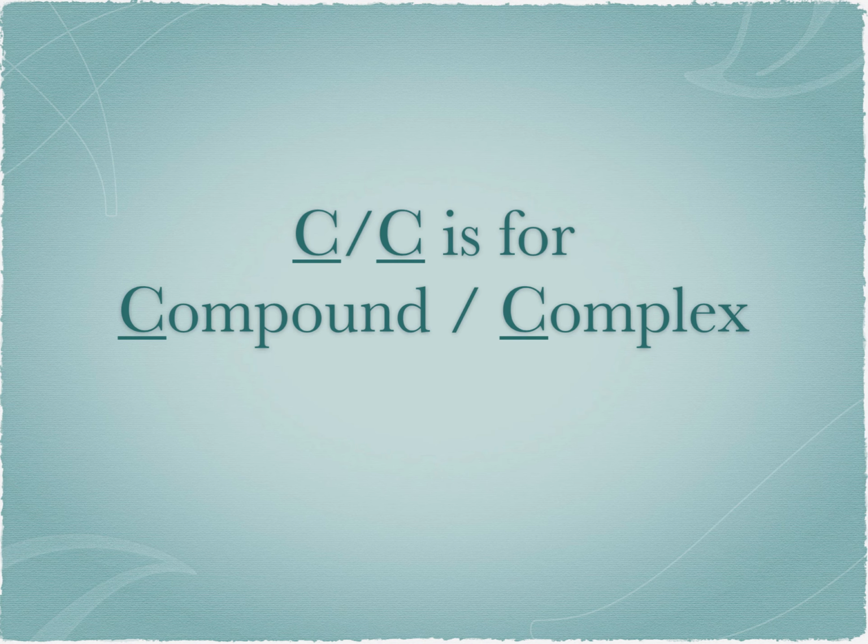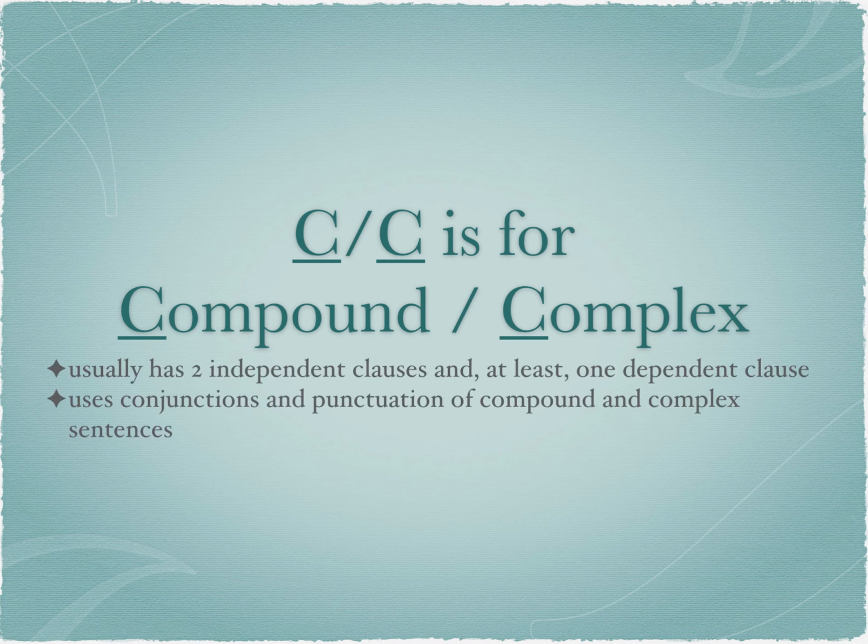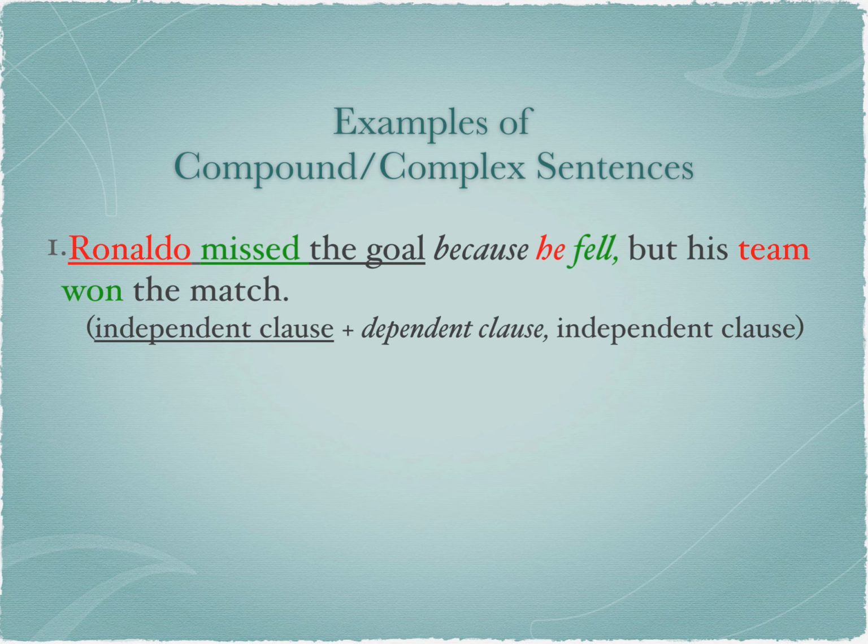And the last type of sentence, compound complex. So let's take a look at this. Usually, a compound complex sentence has two independent clauses and at least one dependent clause. Conjunctions are used, and punctuation of compound and complex sentences is also used. Here's our first example. Ronaldo missed the goal because he fell, but his team won the match. In this case, it starts with an independent clause plus a dependent clause, then a comma, and then another independent clause.